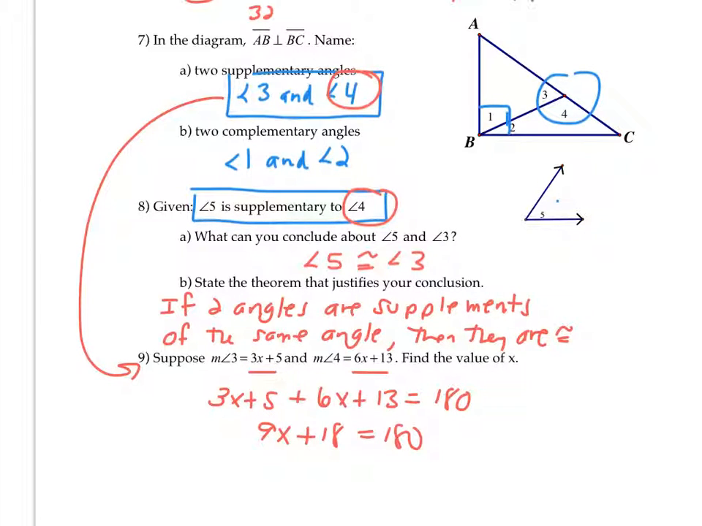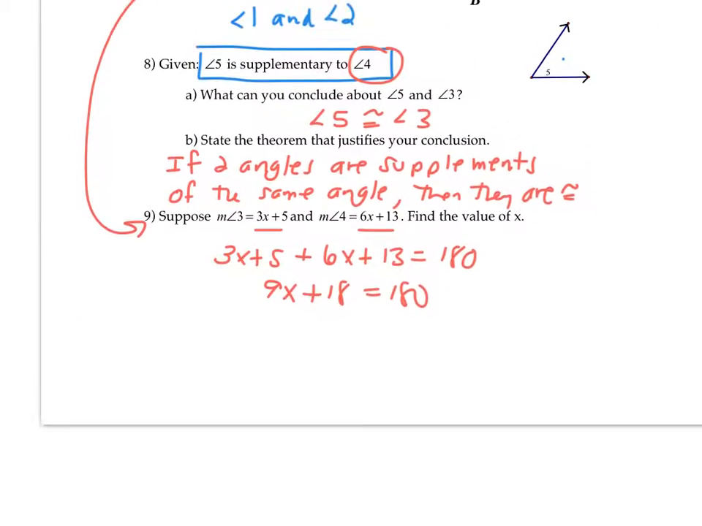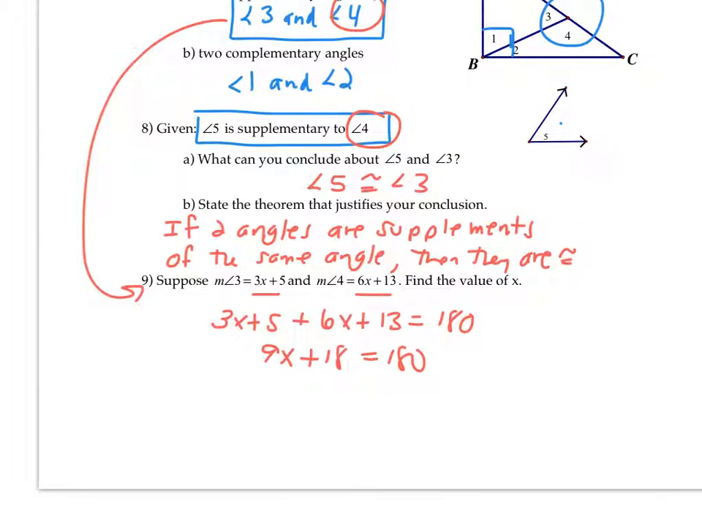Let's move this up a little bit, like that. Okay, so we'd have 9x is equal to 162, and then divide by 9. And 162 divided by 9 is 18. And that's it for that question. x equals 19. Sorry, x equals 18.